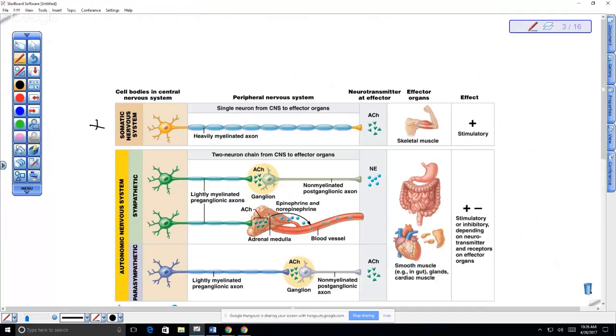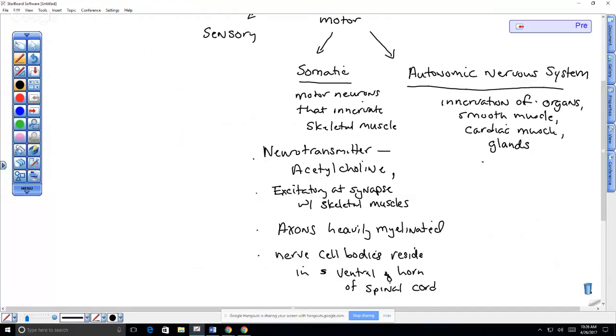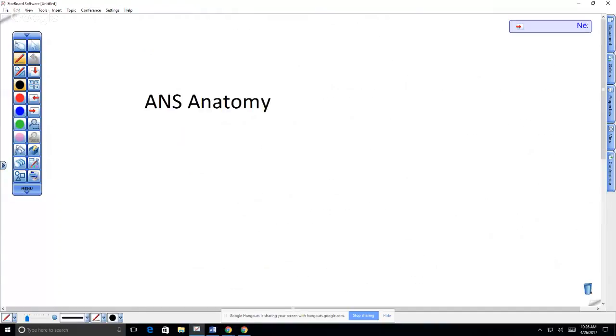So let's go back to the ANS anatomy. Okay, so we have a two neuron chain, right? And so the first neuron is called the preganglionic neuron.